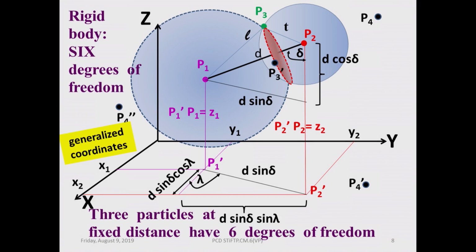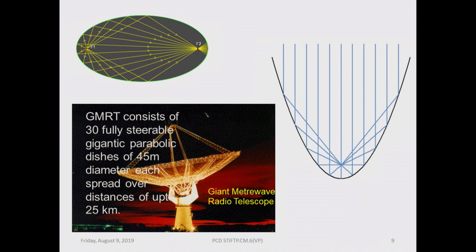So depending on the nature of constraints, you have to deal with fewer coordinates, and the variational principle is best cast in terms of these. So these are the generalized coordinates which we discussed in our previous class.